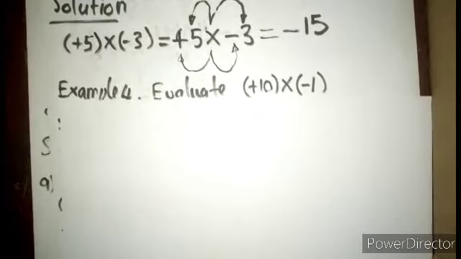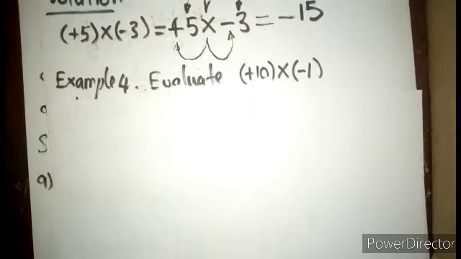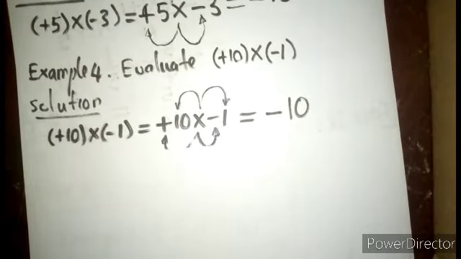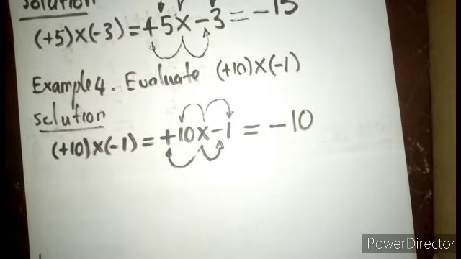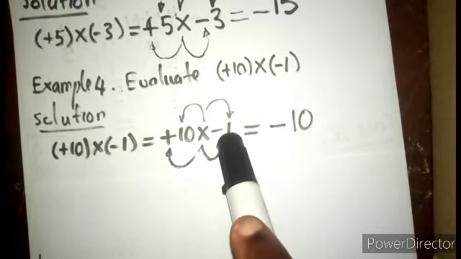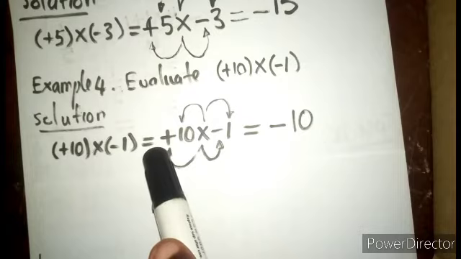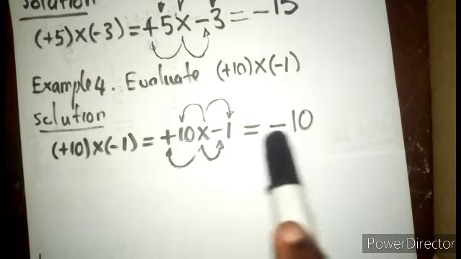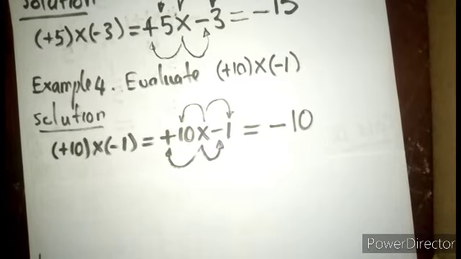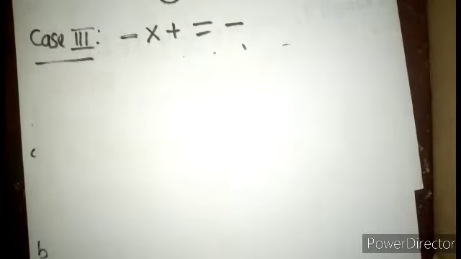For example 4, to evaluate positive 10 times negative 1, we also have the same thing. Positive 10 times negative 1, sign multiplication first, plus times minus is minus, 10 times 1 is 10. Now case 2 is all about subtraction times addition to give subtraction.